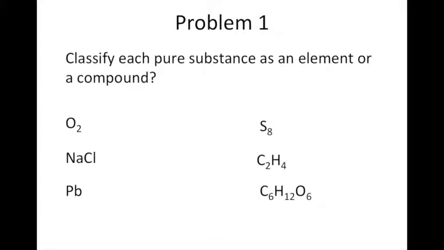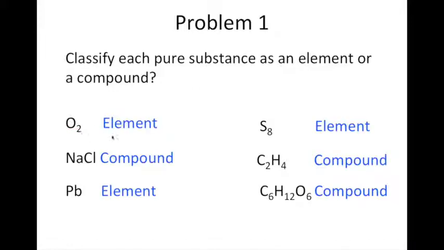So take a second and see if you can classify each of these substances as either an element or a compound. Pause the video and take a minute to do that. Okay, so the first one we have, O2, is oxygen, and that's going to be an element because it's composed of all the same type of atoms. NaCl, sodium chloride, is a compound. We have two different types of elements bonded together.